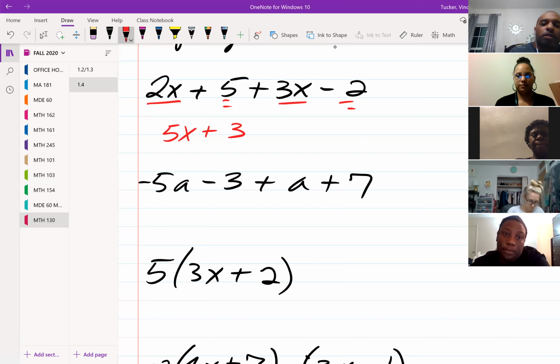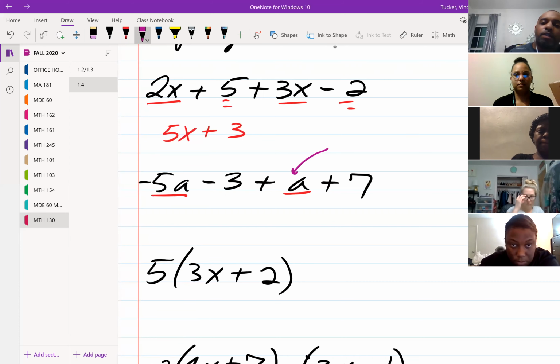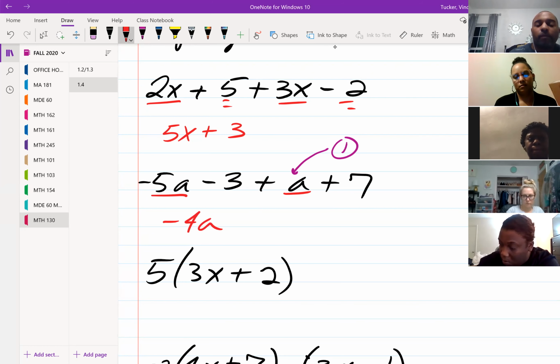All right, next one, negative 5a, positive a. Don't forget that in front of this a, there is a 1. Assume you know there's a 1 there. So really that's negative 5 and a positive 1, which would be negative 4. And then negative 3 and positive 7 is going to be a positive 4.